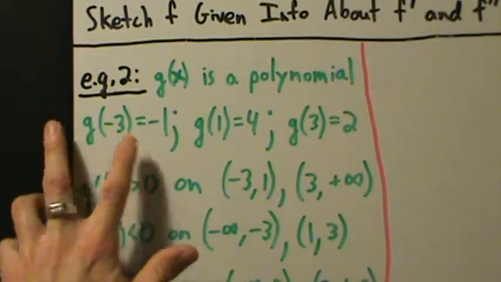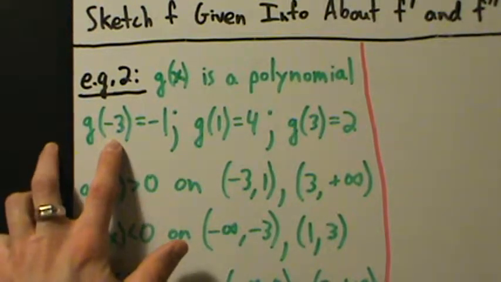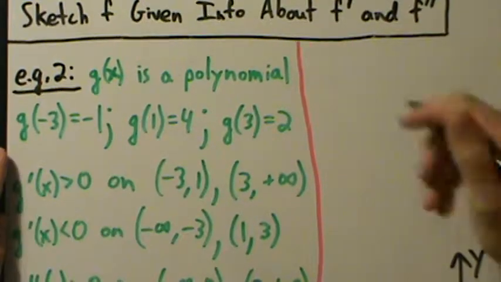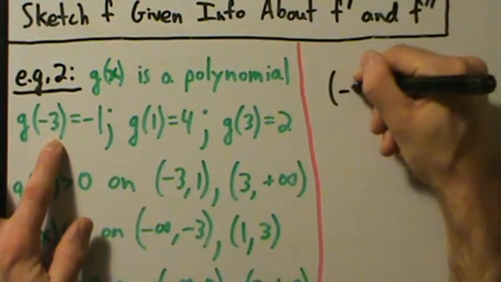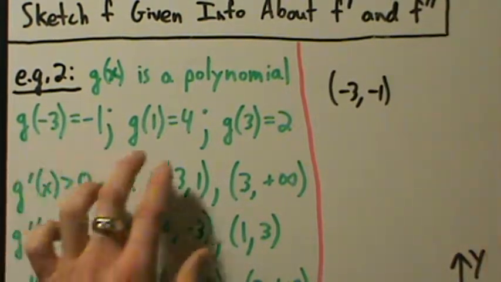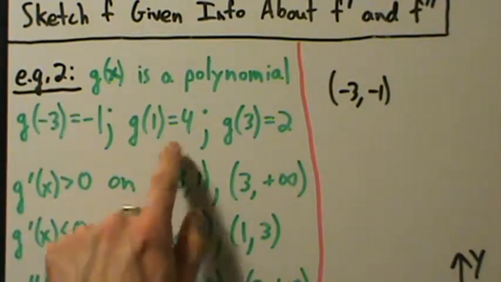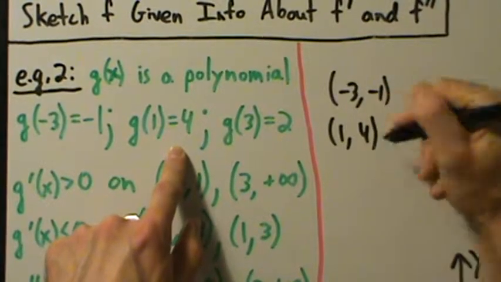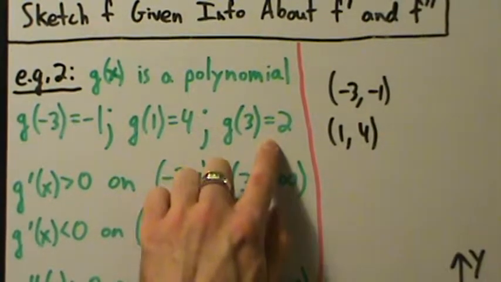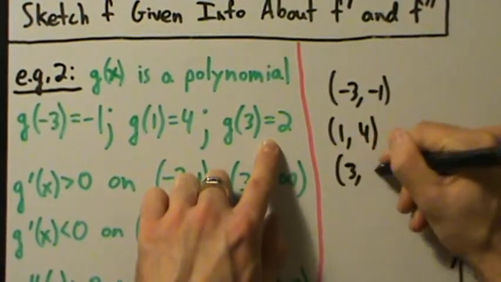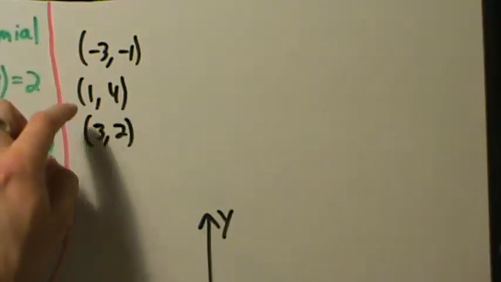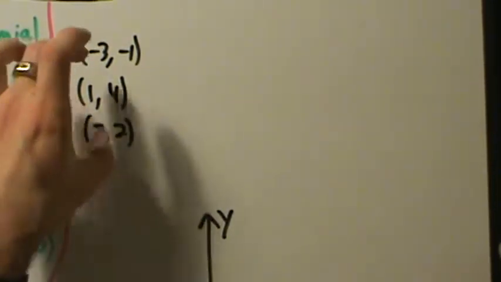g of negative 3 is negative 1, so that means when x is negative 3, y is negative 1. Let's go ahead and write them out over here. So negative 3, comma, negative 1. That's one point we're going to plot. Another point is 1, comma, 4. So when x is 1, y is 4. And then the third point that we're given is 3, comma, 2. When x is 3, y is 2. So these 3 points here were given.